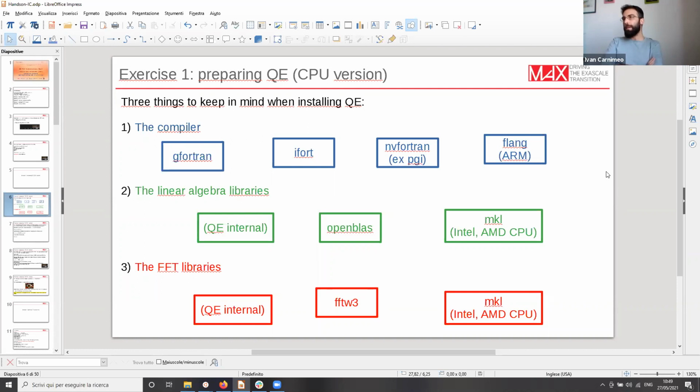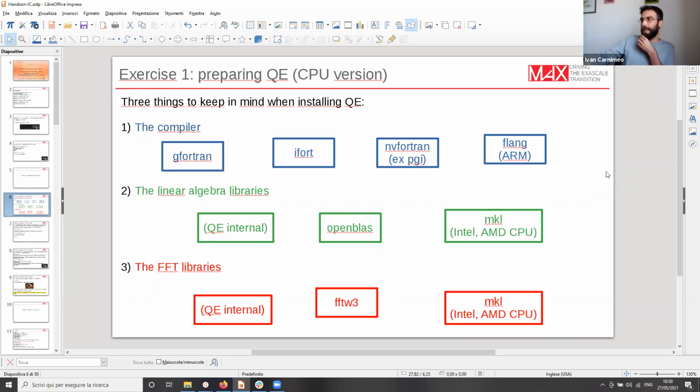Quantum Espresso is written in Fortran, so you need a Fortran compiler, and these ones are the most popular. Of course, if you are trying to compile Quantum Espresso on your laptop, then you can do basically whatever you want. You can download gfortran from the Ubuntu repository, or you can download ifort or nvfortran. You just choose, download, install the compiler, and then you compile Quantum Espresso. If you are working on an HPC cluster, then you should check which compilers are available on the cluster.